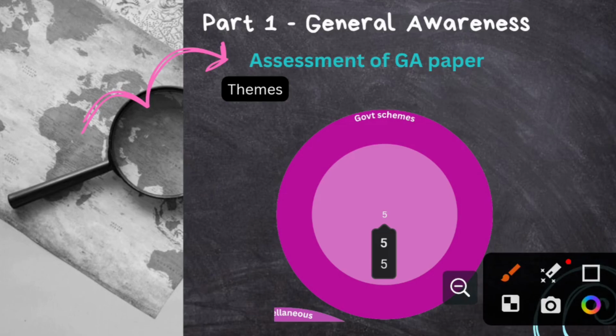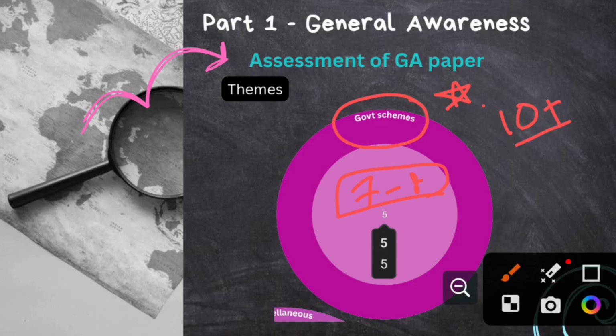Government schemes. Now, government schemes is something which is very important. Unfortunately, last year the questions were fewer from government schemes, but usually there are 10 to 10 plus questions from government schemes. I think it would have been 7 to 8, but because I could not find all the 80 questions, I could not classify them all. And whatever questions I have, 5 questions were from government schemes.